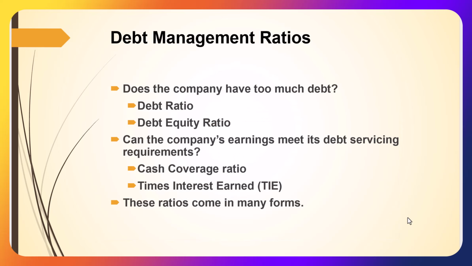Debt management ratios reflect the amount of leverage a company uses. And we need to address two separate issues. How much debt does the company have? The debt ratio describes the amount of assets purchased using debt. If 60% of the assets were purchased using debt, that implies 40% were purchased using shareholder money.